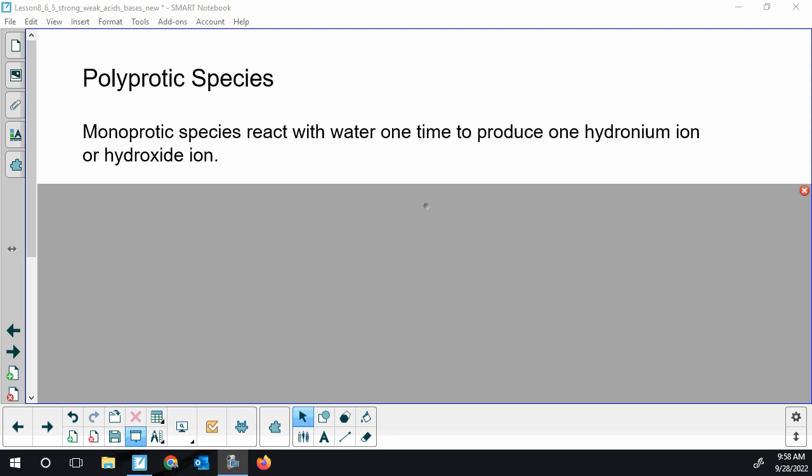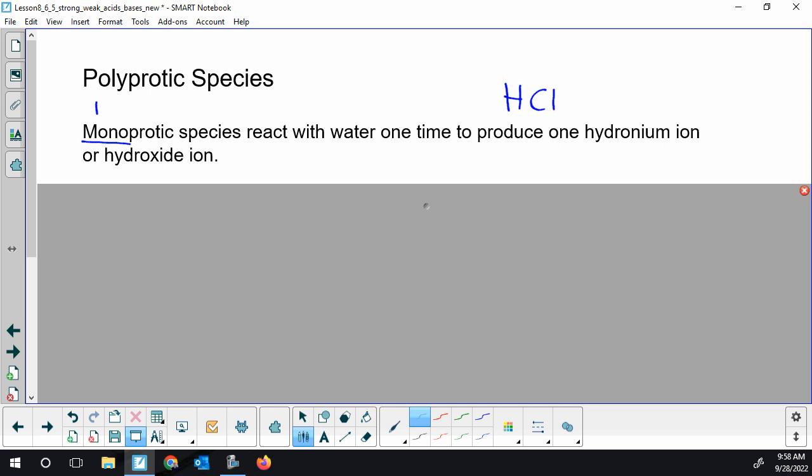So this lesson is going to focus on acids and bases that can either lose more than one H, if they're an acid, or if they're a base, take in more than one H. So far in this course, we've been largely looking at monoprotic species, mono being one, something that just takes in or loses one. So something like hydrochloric acid is monoprotic.